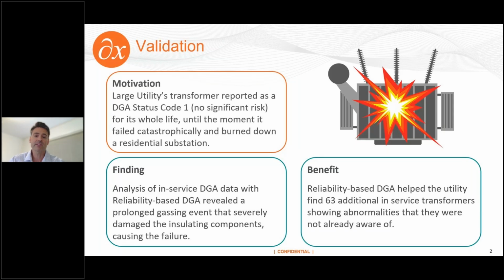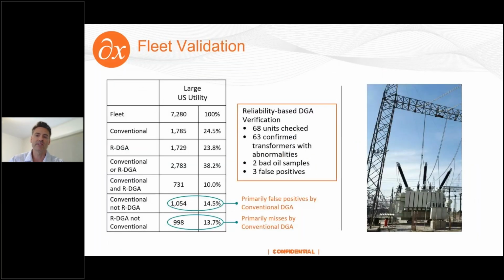So when we looked at the entire fleet, reliability-based DGA also helped the utility find 63 more in-service transformers that showed abnormalities that the utility was not actually aware of. So we'll look at this in a little more detail here in the next slide. So here are some of the key findings from the validation case study of 7,280 transformers with this utility. So conventional and reliability-based DGA flagged a similar number of transformers for further investigation. This was approximately 1,700. So the interesting part is there was not as much overlap as you'd expect.